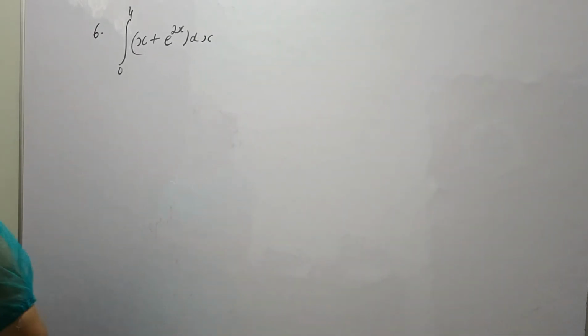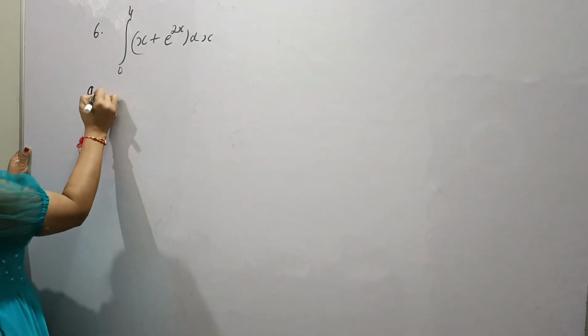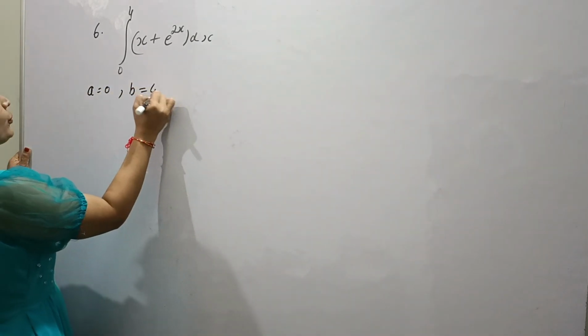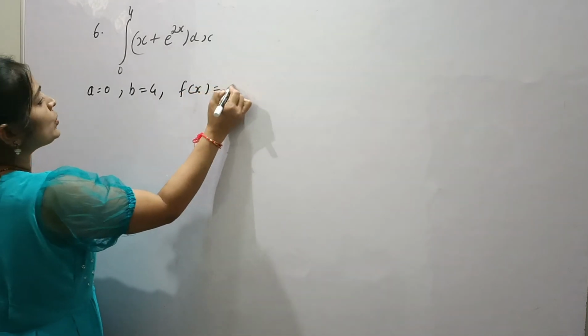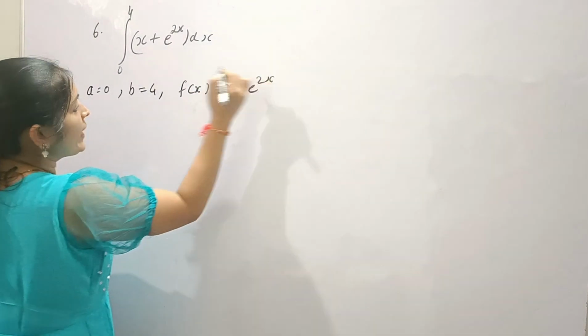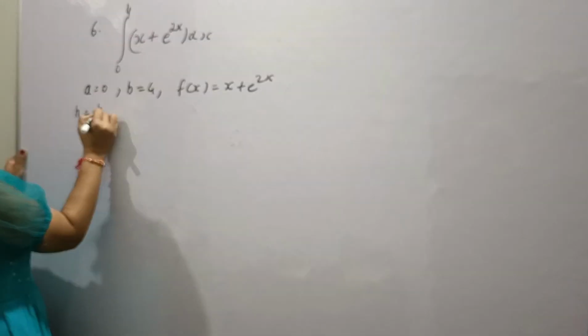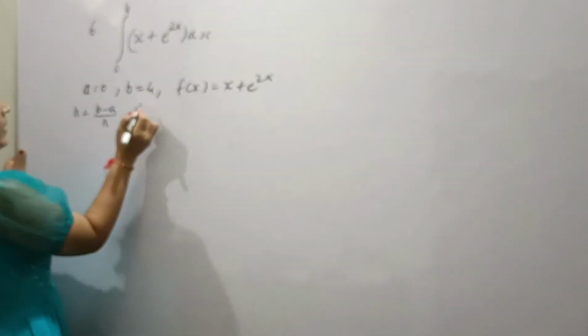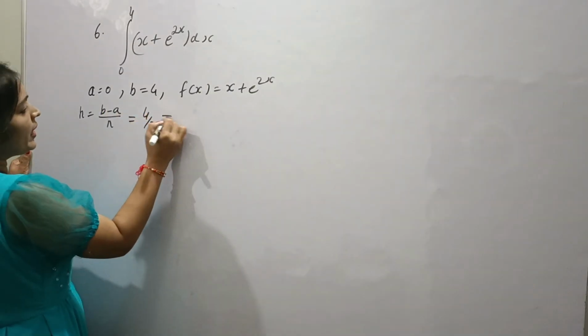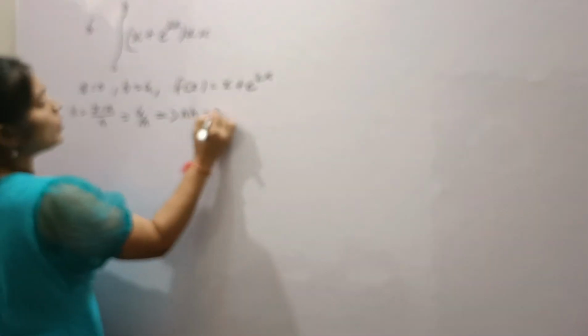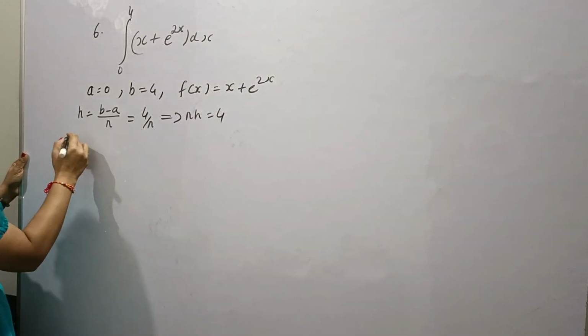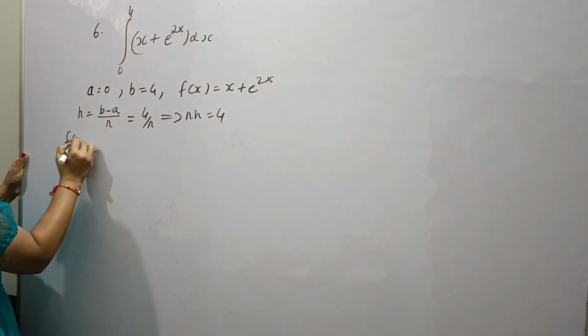Integral 0 to 4 of x plus e raised to 2x dx. Here a is equal to 0, b is equal to 4, f of x is equal to x plus e raised to 2x, and h is equal to (b minus a) divided by n, that is 4 divided by n, that implies nh is equal to 4.